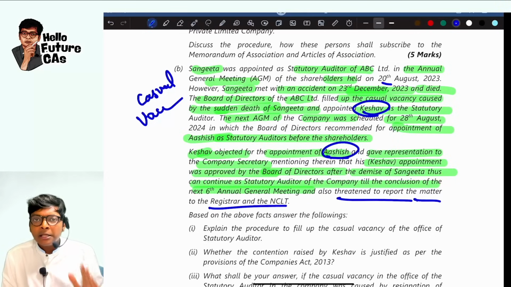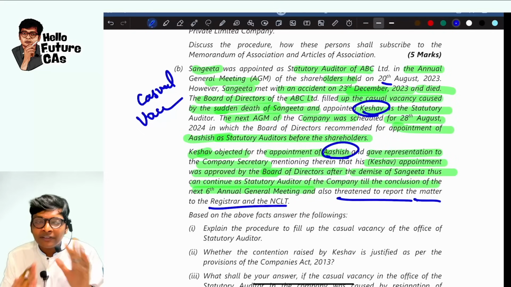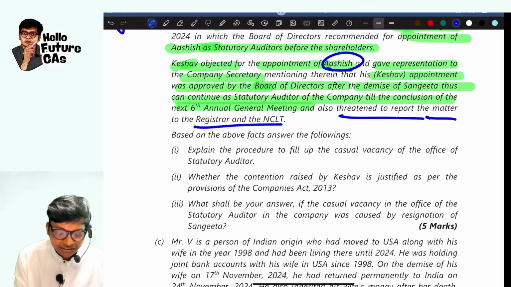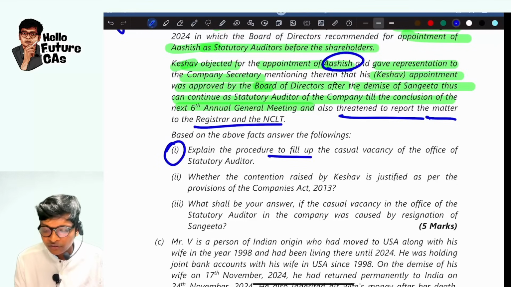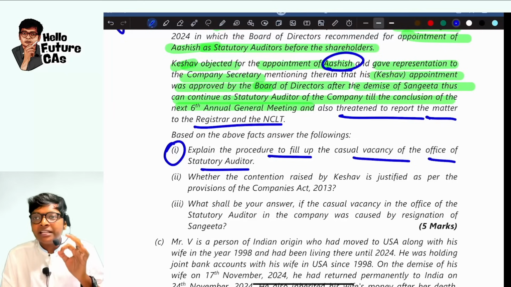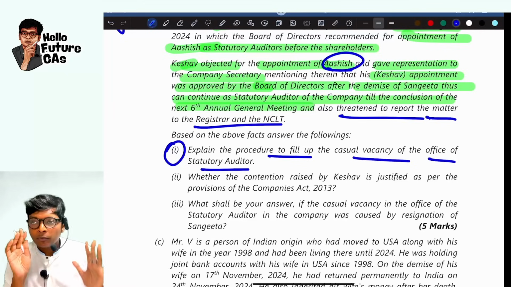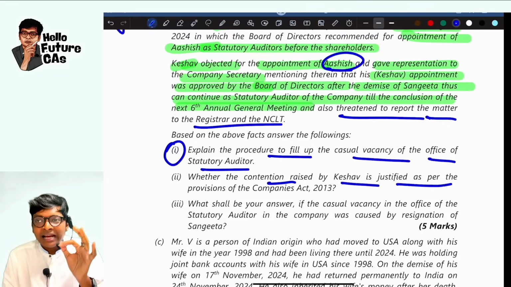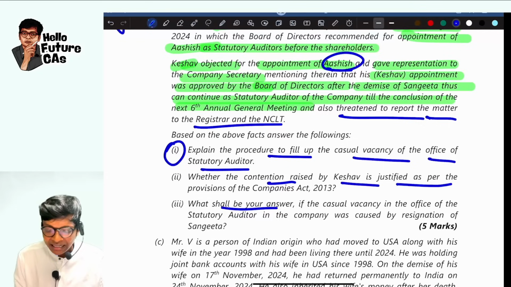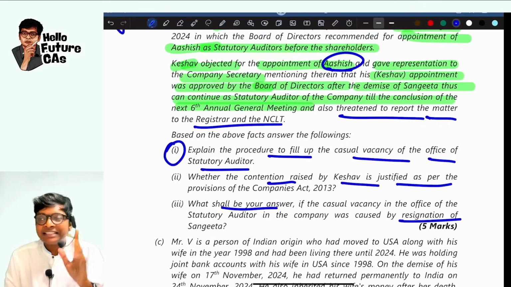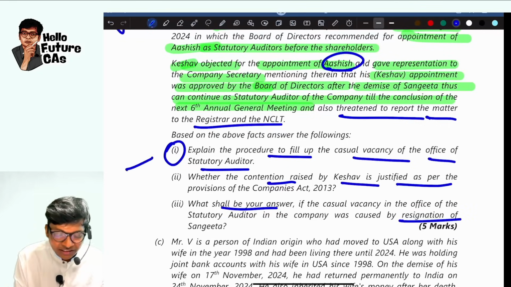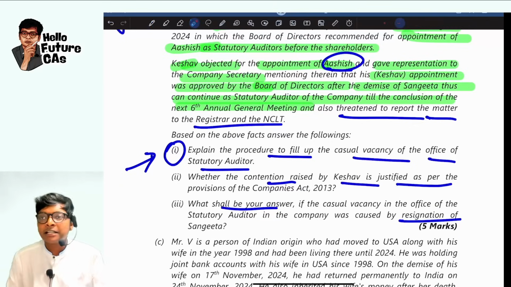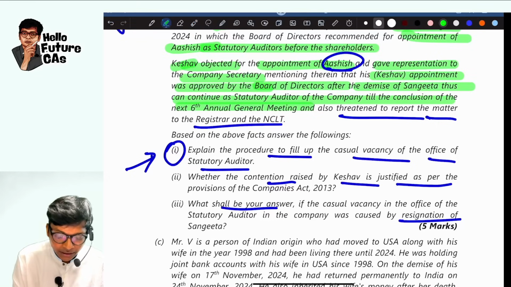What is the question? Immediately don't start writing everything about casual vacancy. Go read the question. Most of the questions will have what is the question. First they're asking: explain the procedure to fill casual vacancy for the office of statutory auditor. This is a separate question. Whether the contention raised by Keshav is justified as per these provisions, will your answer be different if this was due to resignation? Okay, so let me tell you what we have to write, and then we will go and see what the rank holder wrote. Are you all with me, guys? Online students, keep following the recording also.